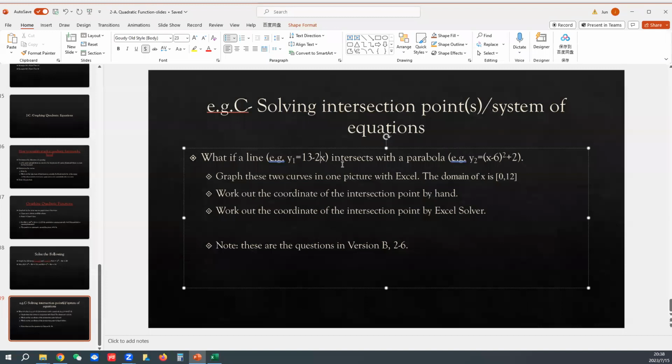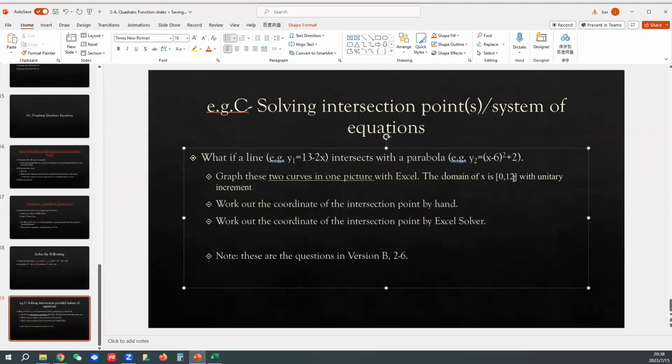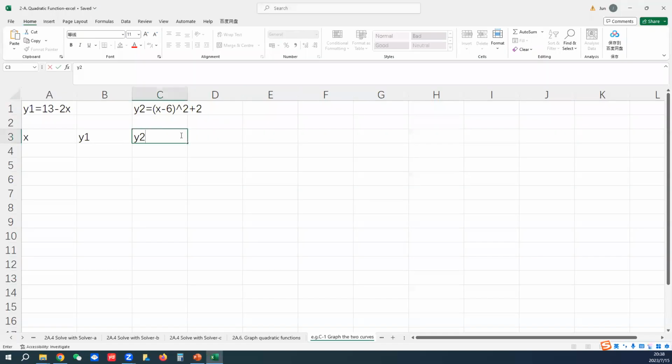What if a line intersects with a parabola? Parabola comes from a quadratic function. And here, first, what we do is we graph the two curves in one picture with Excel. Okay. And here the domain is from 0 to 12 with unitary increment in x. Okay. So this is what this video is gonna handle.